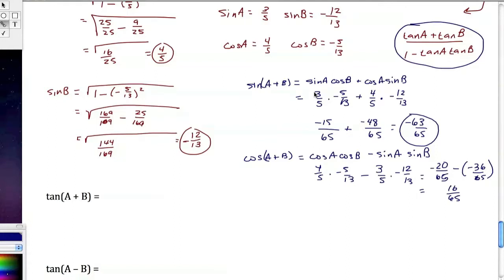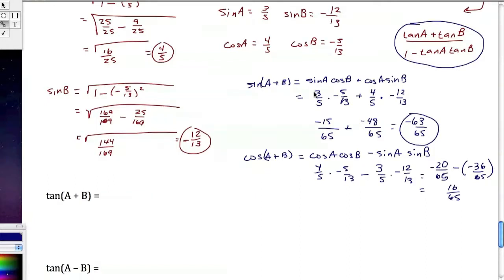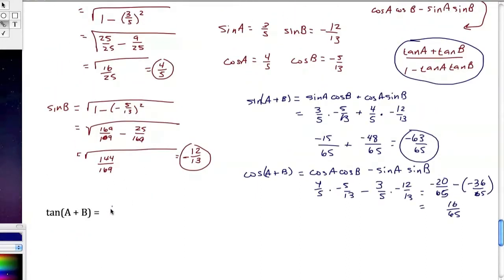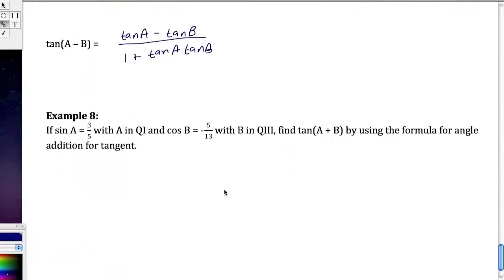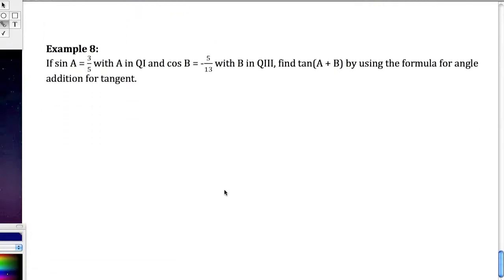Okay? And so, if we are going to find these things, we're going to need some help. Okay? And so, I have one of the formulas here. Tangent of A plus B is going to be tangent A plus tangent B over 1 minus tangent of A times tangent of B, and tangent of A minus B is going to be tangent of A minus tangent of B over 1 plus tangent of A, tangent of B. Luckily for us, I have it written down here again, okay? And so this is going to be the last example.